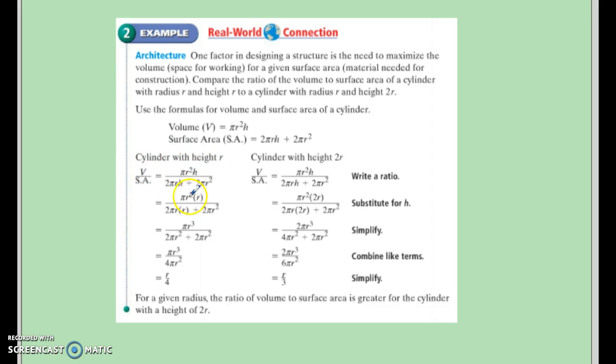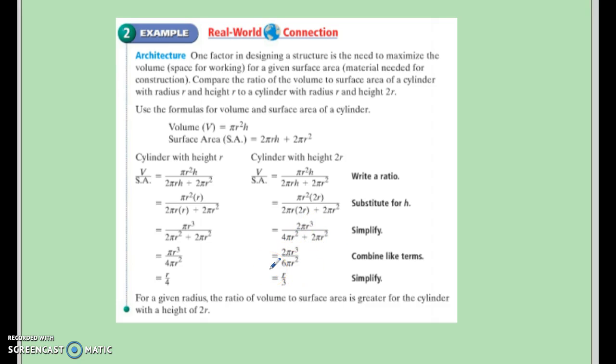So I just write my volume over surface area for each. I know that h was given for both of my cylinders. In my first one, my height was given as r, and in my second one, my height was given as 2r. So I substitute where h was, putting in r and 2r, and then I can continue to substitute and simplify. Once I get to this point, I notice some things that are common. I have 2 pi r squared and 2 pi r squared, which gives me a total of 4 pi r squared. Here I have 4 pi r squared plus 2 pi r squared, which gives me 6 pi r squared.